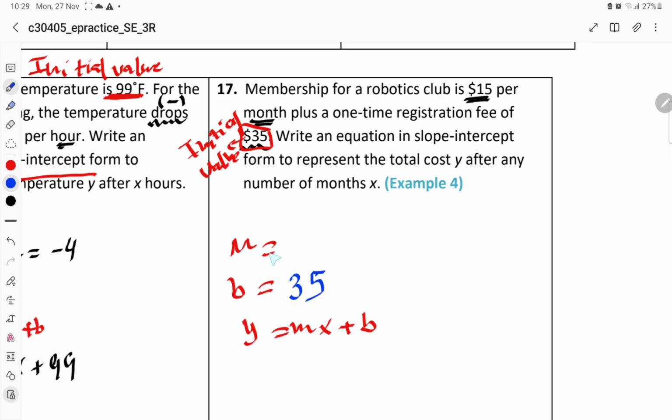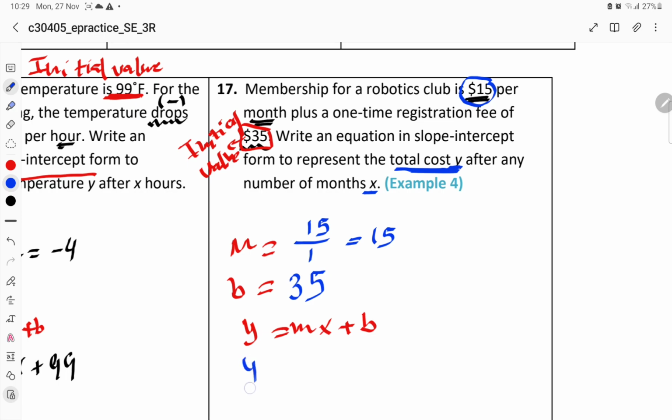What about the m, or the slope? $15 per month. So this is 15 over 1, or it is equal to 15. Why did they say 15 over 1, not 1 over 15? Because the y is the cost. So I should start with the cost, which is 15, over the number of months, which is x. X is always in the denominator. So 15 over 1 is 15.